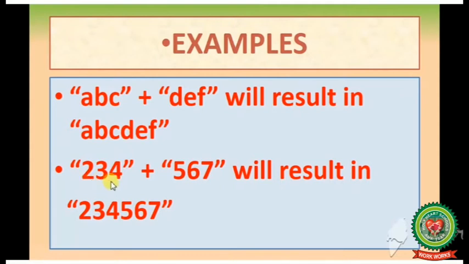Similarly, if we want to combine the integer characters also, so "234" plus "567", when we write it in this way in double quotes, they will also be string expressions. So "234" plus "567" will result in "234567". Clear? So this way, with the help of the plus operator, we can create string expressions.